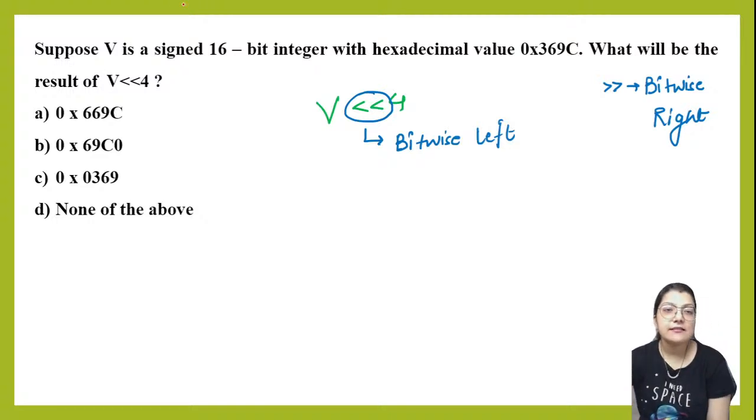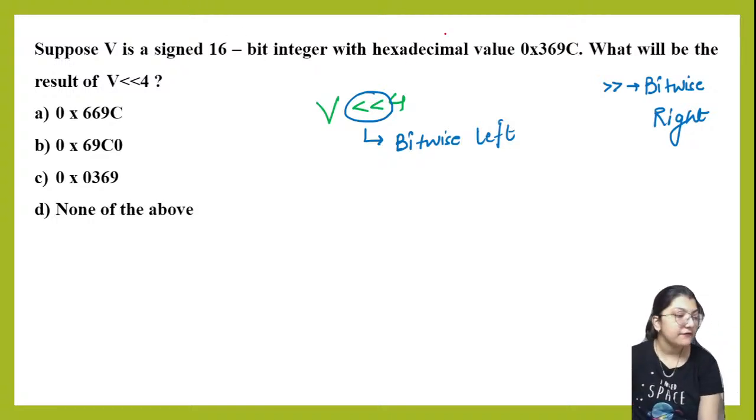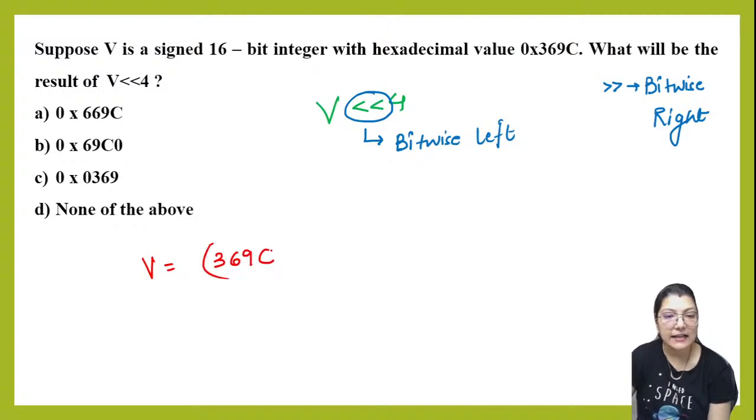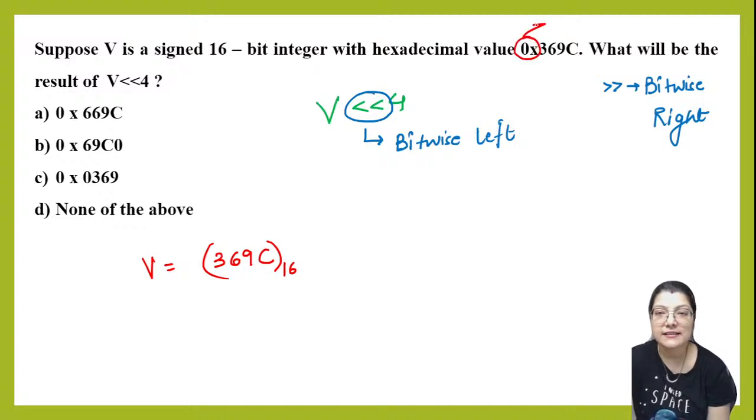So they have given us a 16-bit integer with hexadecimal value. So V is what? V is 3, 6, 9 and C. That is in hexadecimal. So this basically value represents what? This represents that the number is a hexadecimal number, right?